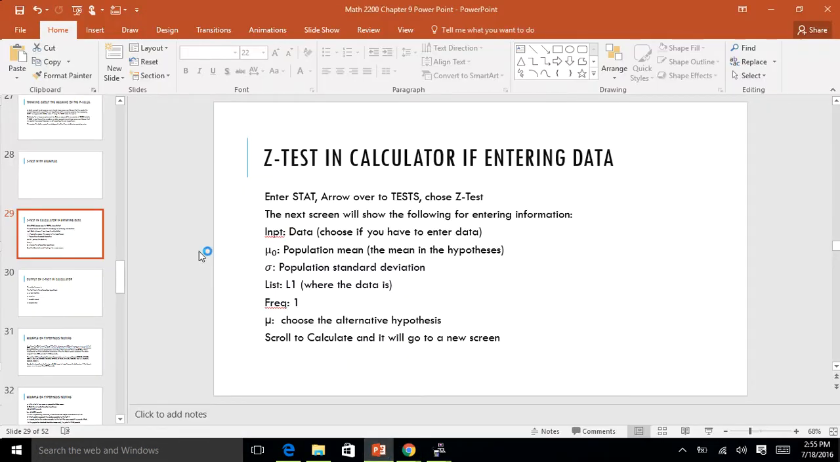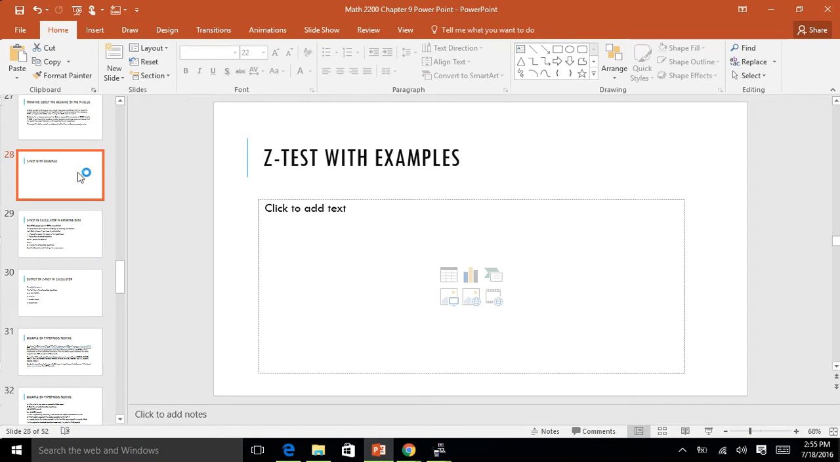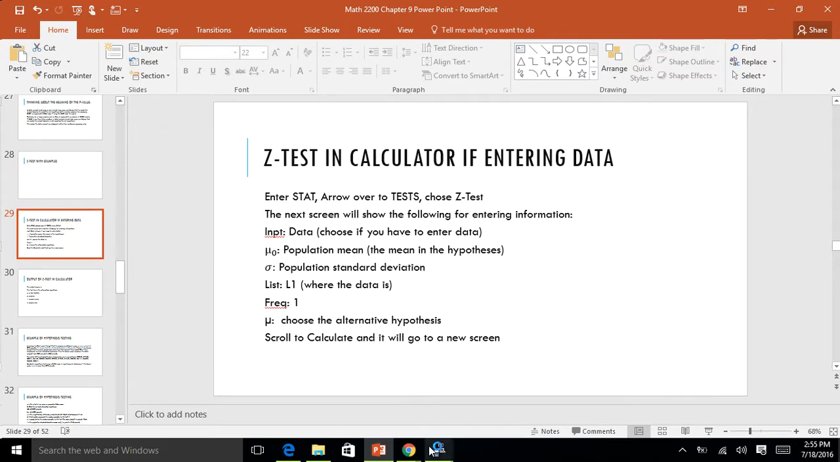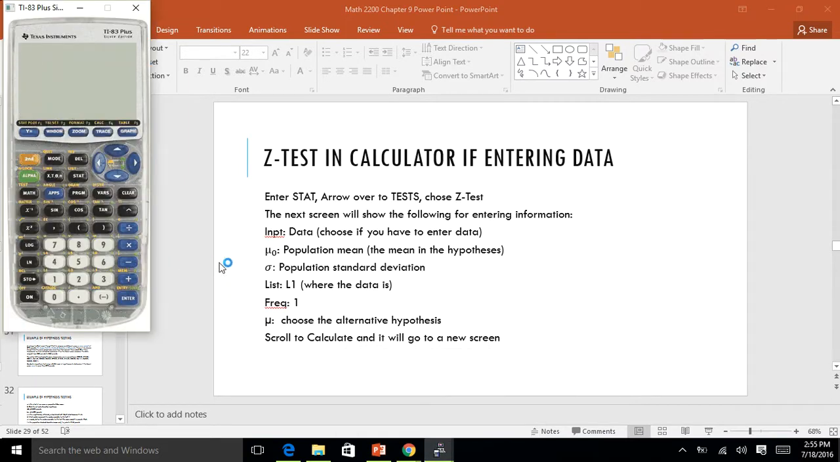So let's go ahead and talk about z-tests with examples. I've got the first example where you have to enter the data, and the next example is where the information is given to you in the problem. So if you're doing a z-test where you have to enter the data into the calculator, the first thing you're going to want to do is go to Stats and then enter your data.